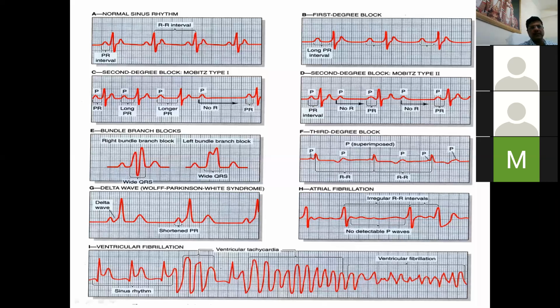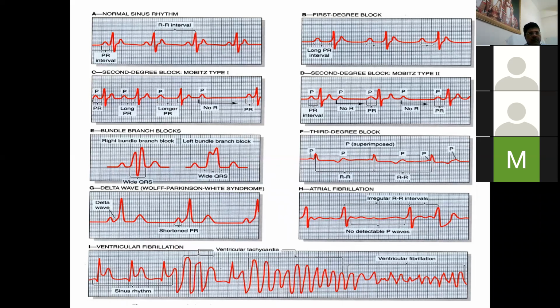Okay, so this is called first degree heart block. The second degree heart block is again of two types: Mobitz type 1 and Mobitz type 2. The Mobitz type 1 heart block is also called Wenckebach's phenomenon. So the Mobitz type 1 second degree heart block is called Wenckebach's phenomenon.